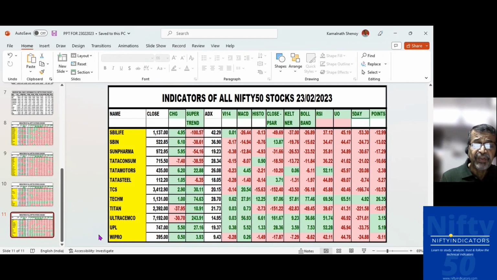Make a note of all these things. See which shares you believe, of course, after studying the charts, whichever attracts you, whichever you think has potential to make profit for you, go ahead and trade in those. But make a note of all these and study them well, analyze them well, and then take the trades.